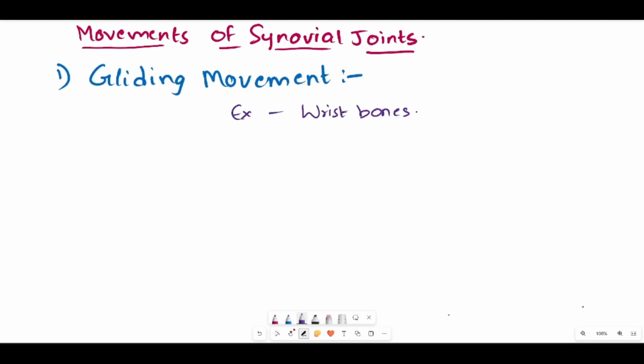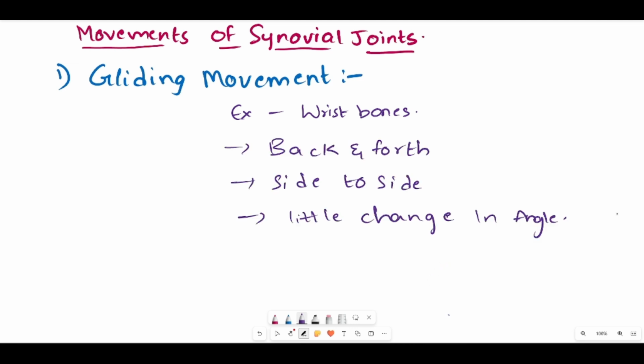So the first movement is the gliding movement. To remember this, just remember the example wrist bones. It is simply the flat bones that just slide over each other. The points to be included under this: the movements of these flat bone surfaces are back and forth and can be side to side over one another. There we can also see a little change in the angle between the bones.